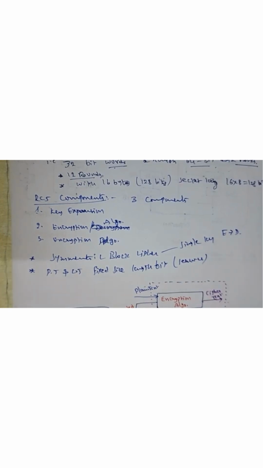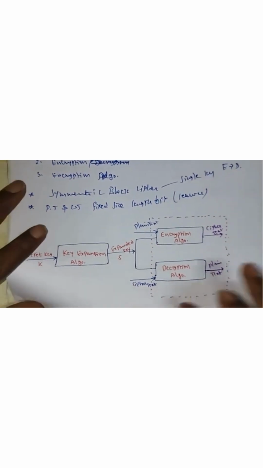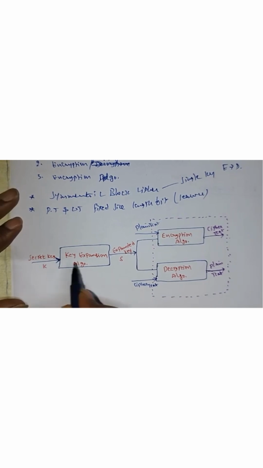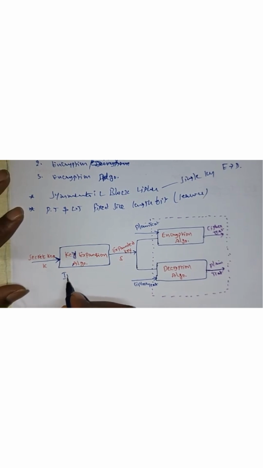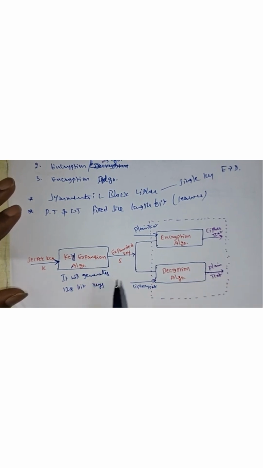Here we will see one diagram for the secret key. See, here is the diagram. The secret key K goes to the key expansion algorithm. What do you mean by key expansion algorithm? After the expansion algorithm, it will generate multiple 128-bit keys. Here the expanded key is S.